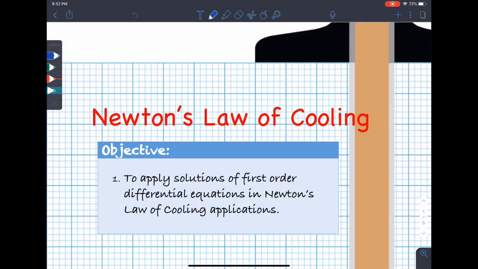Once again, we are now on the second application of first order differential equations, and that is Newton's law of cooling. Actually, we will not only be covering Newton's law of cooling, but rather the law pertaining to warming as well. At the end of this presentation, we should be able to apply the solution of first order differential equations in Newton's law of cooling applications.